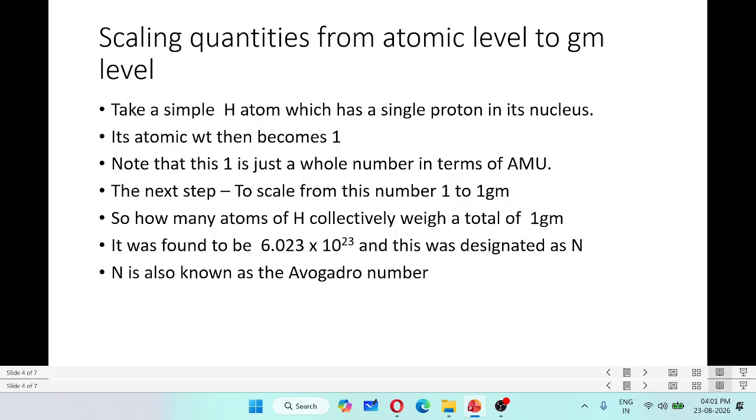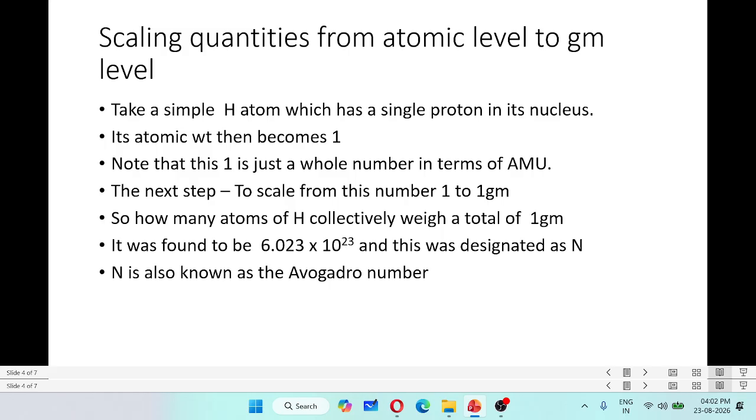The next step is to scale from this number 1 to 1 gram, which will be the gram molar mass of hydrogen, right? So the next question to ask is, how many atoms of hydrogen will collectively weigh a total of 1 gram? This was found to be 6.023 × 10^23. You can do some mathematical calculations, by taking the mass of a proton and dividing 1 gram by that, and you get this number. So this number was designated as capital N. N is also known as the Avogadro number.